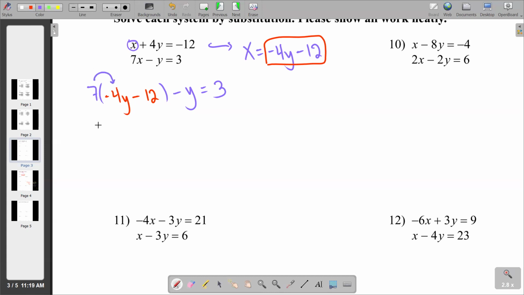Except it's negative 28y. Good job, Mia. -28y. And then you want some help with 7 times 12? That's kind of a whopper. It's going to be negative and it's going to be 84. Okay. -84. Yep.